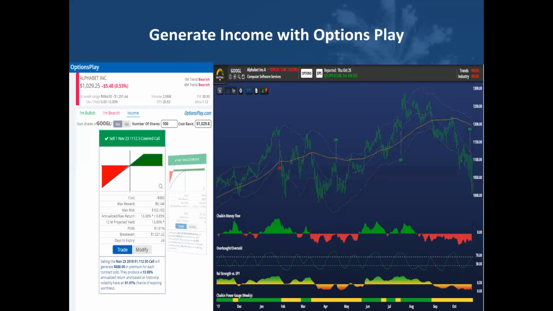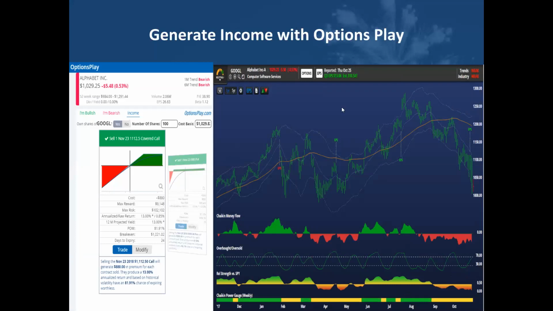And now also within Chaikin Analytics, we have our options play platform. One of the ways that you can generate income in the market is to sell call options against positions that you may own, right? And when the market's going down, selling those call options could provide some cover as the stock trades lower.